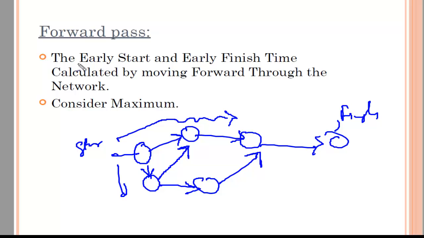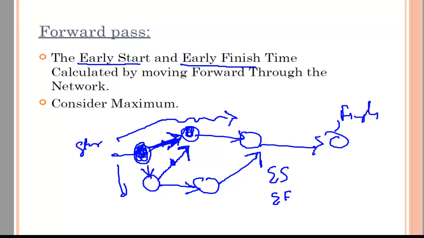In that case, you calculate early start time and early finish time. I need to calculate the early start time and early finish time for each and all the activities I have. I calculate it by moving forward through the network. And what I do is I will see who is the maximum out of these two. Is this the maximum or this the maximum?